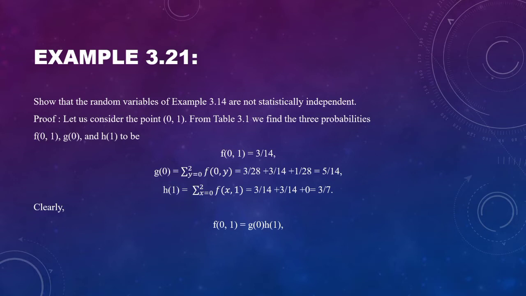And also h(1) is equal to the summation of f(x,1) from x = 0 to 2, which is 3/14 + 3/14 + 0, equal to 3/7. So f(0,1) is not equal to g(0) times h(1). Therefore, x and y are not statistically independent.